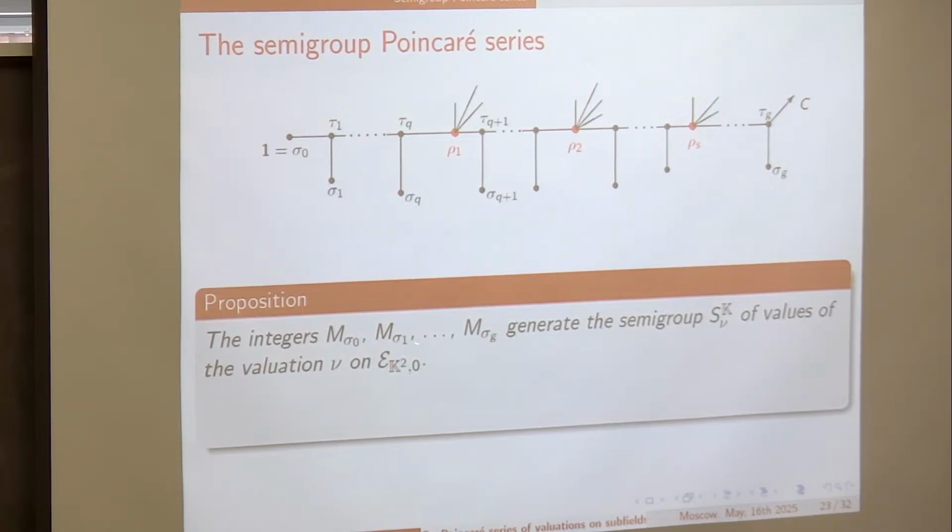I remember that when one has one complex branch, this gives you the generators, but now it's a different situation. So we take this, and the theorem says that this generates the semigroup defined over the field K. So this more or less replicates the known facts.